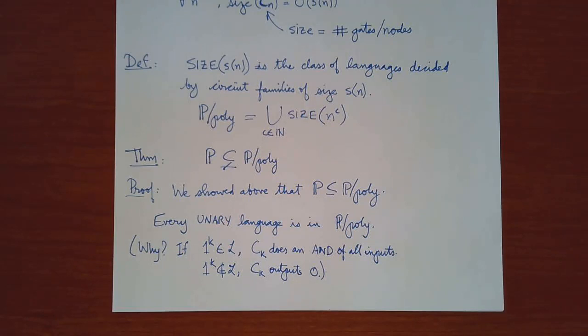Now that every unary language is in P/poly, how do you find a unary language that's not in P? You can do something undecidable. Exactly, right? You just take the halting problem and encode it in unary.